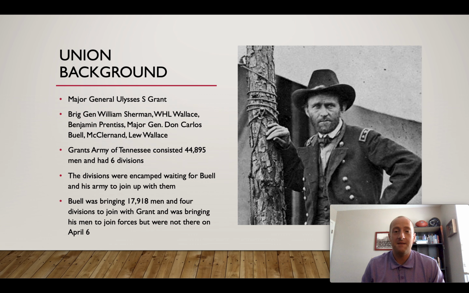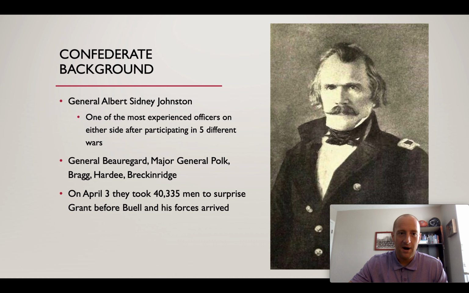The Union is led by a man named Ulysses S. Grant. Now, Grant's a key feature in American history, and you'll hear about him a lot, but he had many different generals underneath him, and his army consisted of about 45,000 men. They had about 6 different divisions, so they were pretty strong. Now, they were encamped in Hardin County, waiting for Major General Buell to arrive with his men. Buell's coming in from out of town, and they're going to link up to create a very, very strong army at that time, and he's bringing about 18,000 men to fight with him. They were waiting for them to come, so when the battle starts on April 6th, Buell wasn't there.